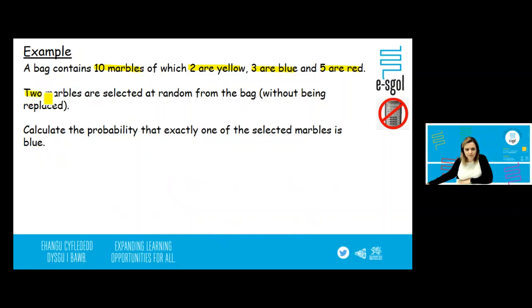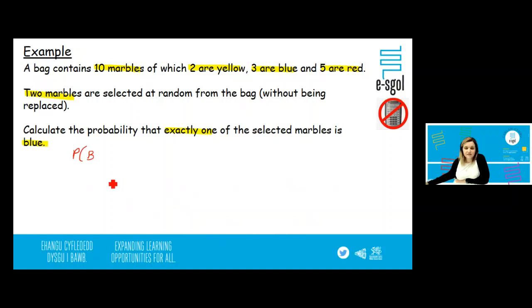So 2 marbles are selected at random from the bag without being replaced. Calculate the probability that exactly one of the selected marbles is blue. So exactly one. It's not saying it's the first one or the second one, it's just telling you that you want one. So if we think about what our options are, if we choose blue to start with, that means we can't choose blue on the second one.